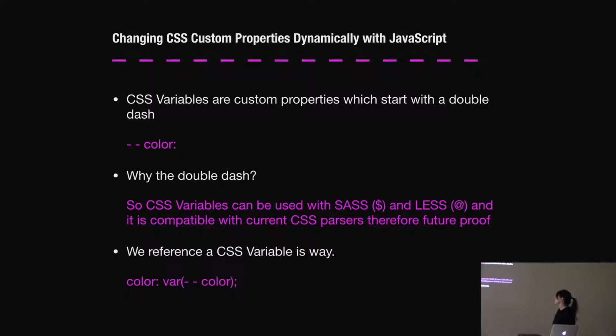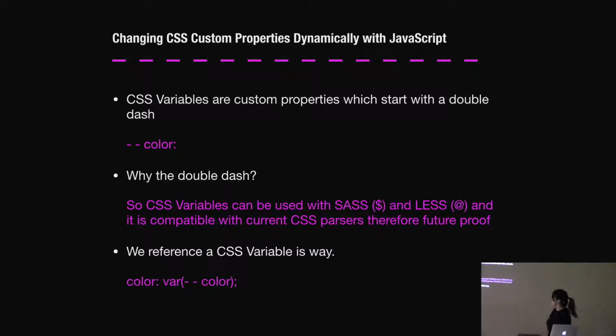CSS variables are custom properties which start with a double dash, which is not a very attractive syntax, but there's a reason for that. We have Sass and we have Less, and they're not trying to replace either one of those options. This is supposed to work with those options. So we needed something that would separate from Sass and Less, and so we have the double dash instead of using the $ or the @ symbol.